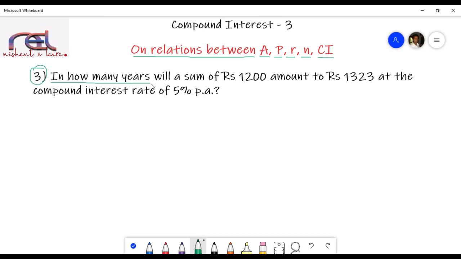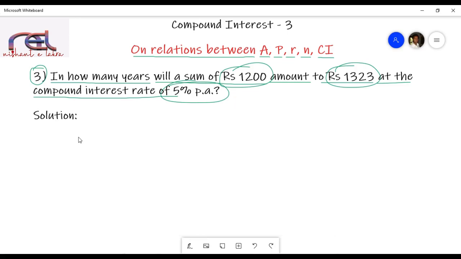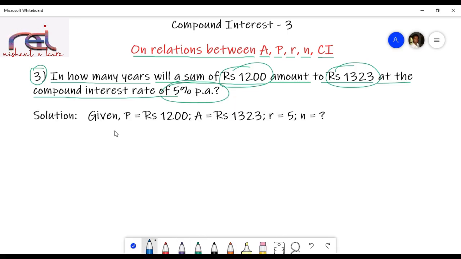In how many years? Now here we have to find time. In how many years will a sum of rupees 1200 amount to rupees 1323 at the compound interest rate of 5% per annum? I hope you have understood the question. Let us see how to solve it. We have to write down what is given in the question. What's given? The sum is given, the principal, that is 1200 rupees.